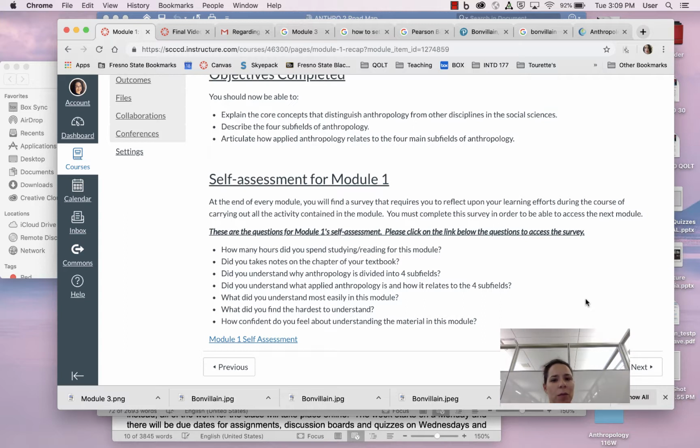Did they understand what applied anthropology is and how it relates to the 4 subfields? And then the question of what did you understand most easily in this module, or what did they find the hardest to understand? And how confident do they feel about understanding this? And this is a quiz that they have to click in here to take, and the instructions up at the top will tell you to do that.